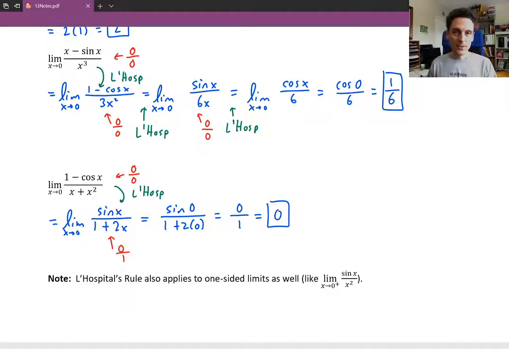The last note on this page is that L'Hopital's rule also applies to one-sided limits as well. So for example, if you were taking the limit as x approaches 0 from the right of sine x over x squared, that's a 0 over 0 type limit. And just the fact that it's coming from the right doesn't matter. We can use L'Hopital for that kind of situation as well, and also left-hand limits.